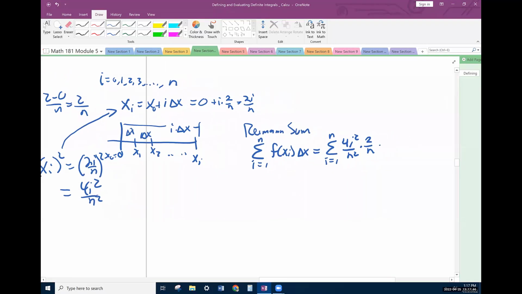Let's do a little bit of algebra. We're going to have the sum as i goes from 1 to n. 2 times 4 is 8. That's 8 i squared over n cubed, right?